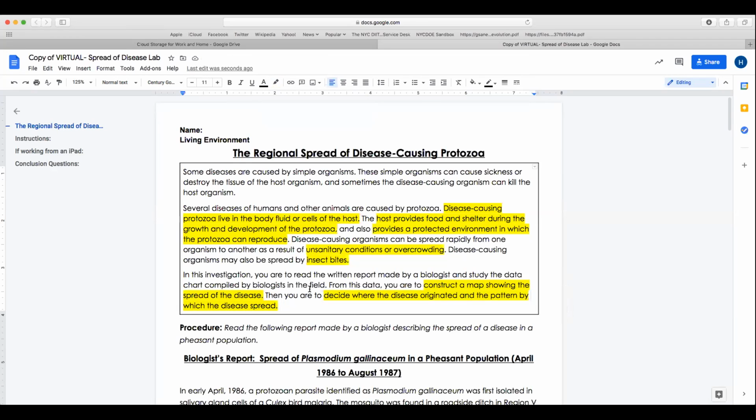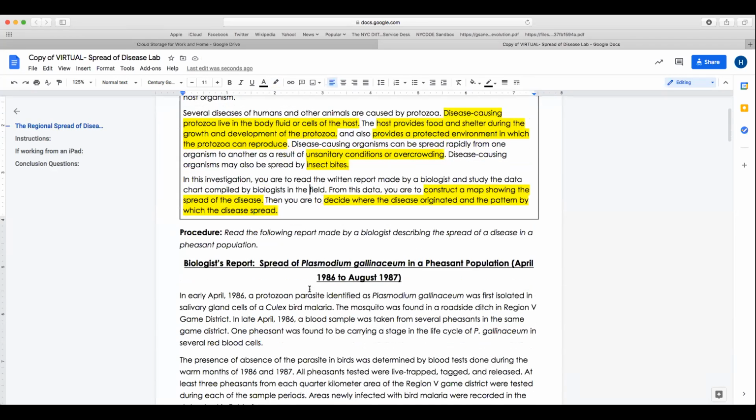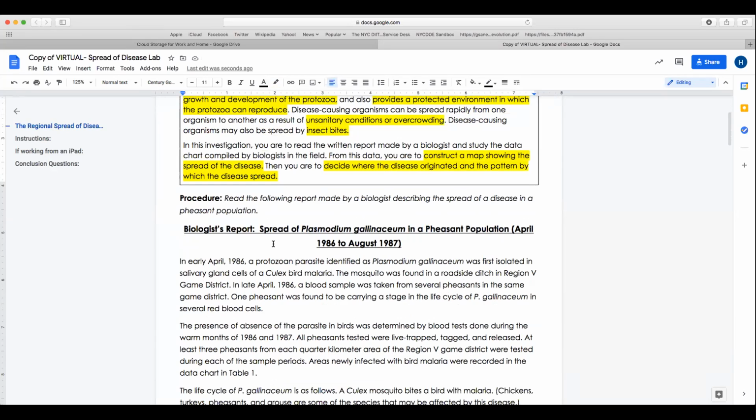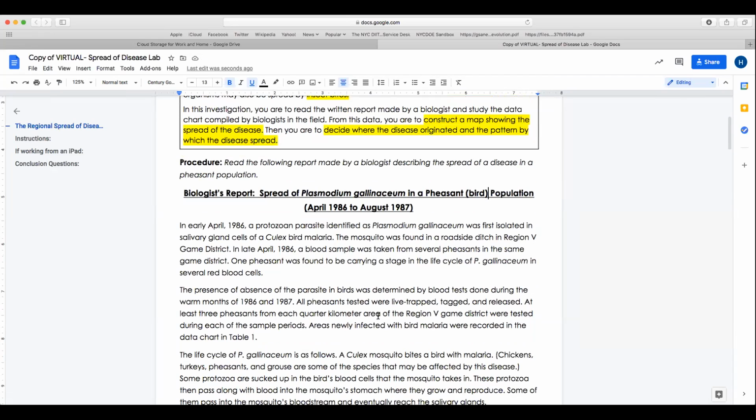Okay, so the first thing we're going to be doing is reading a report that a biologist wrote. Now, this report is on the spread of Plasmodium gallinaceum in a pheasant population. When we see this word pheasants, we're not talking about peasants, okay? We're talking about a type of bird. So a pheasant or bird population. This was recorded from April of 1986 to August of 1987. So this was a little while ago, but we'll see that those diseases actually spread in a very similar pattern.